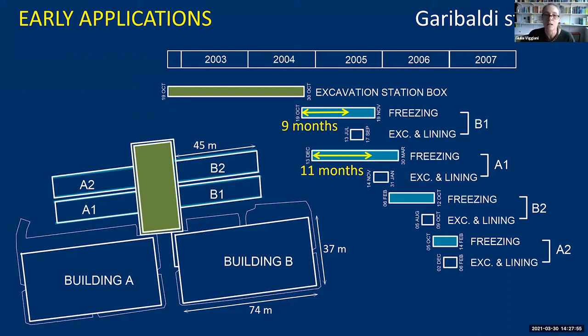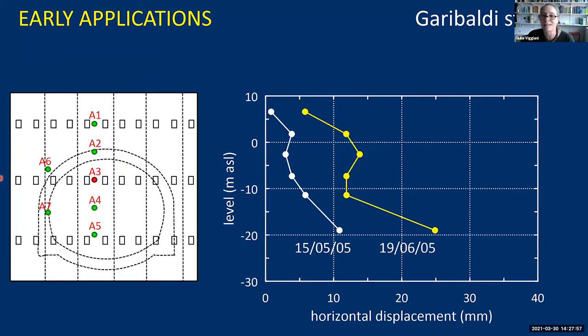For instance, what we noticed in this case is the horizontal displacements of the diaphragm wall. So we re-zeroed the horizontal displacements of the diaphragm wall towards the excavation. Of course, they were not zero during excavation. The diaphragm wall moved towards the excavation. But if you re-zero that and start measuring the horizontal displacements of the diaphragm wall towards the excavation from the start of freezing, you find that there were nearly 30 millimeters, 3 centimeters of displacement recorded due to freezing.